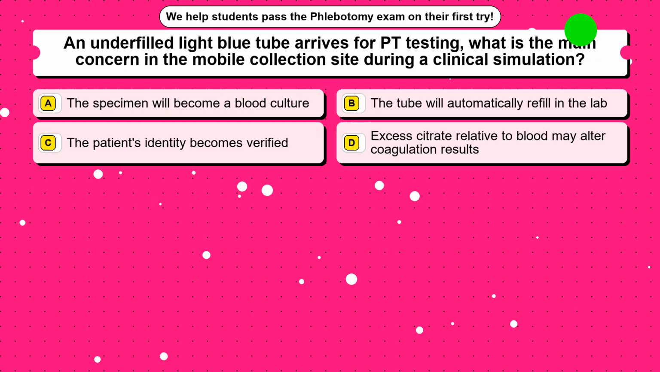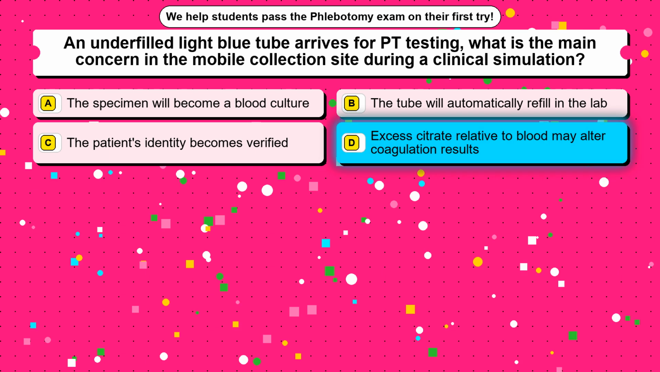Question 87. An underfilled light blue tube arrives for patient testing. What is the main concern in the mobile collection site during a clinical simulation? Option A. The specimen will become a blood culture. Option B. The tube will automatically refill in the lab. Option C. The patient's identity becomes verified. Option D. Excess citrate relative to blood may alter coagulation results.